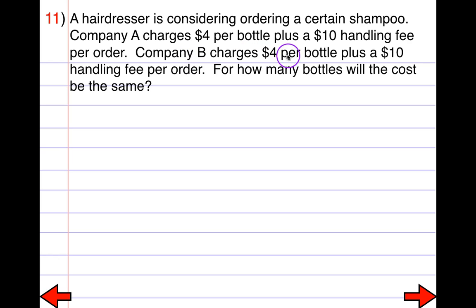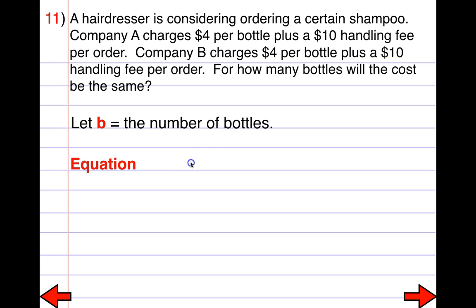Company B charges $4 per bottle plus a $10 handling fee per order. For how many bottles will the cost be the same? So I'm going to go ahead and let B represent the number of bottles, because that's what they're asking me for. Now the next thing is I've got to figure out an equation.